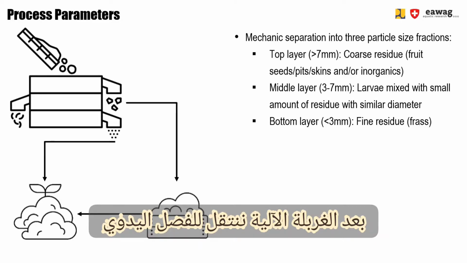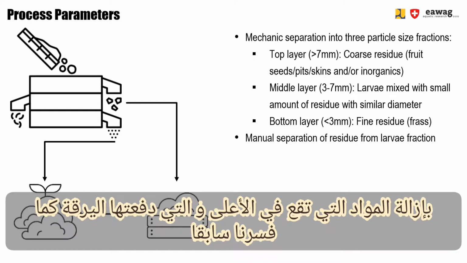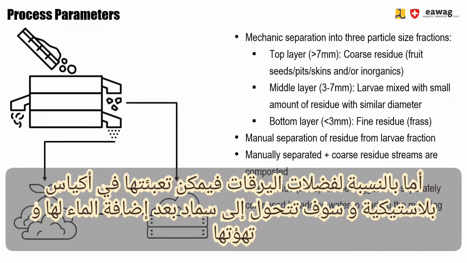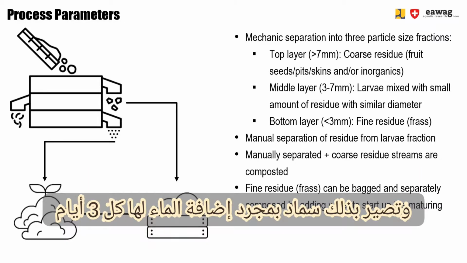Then, after the mechanical process, there is a manual separation process, where the larvae and the small amount of residue with a similar diameter as the larvae are separated by removing the top material which the larvae have pushed up, as I explained to you previously. The coarse residue from the top layer combined with the manually removed coarse residue are composted. The fine residue, or the frass, from the bottom layer is directly bagged in plastic woven aerated bags and separately composted by just adding water on top of the bag every 3 days.